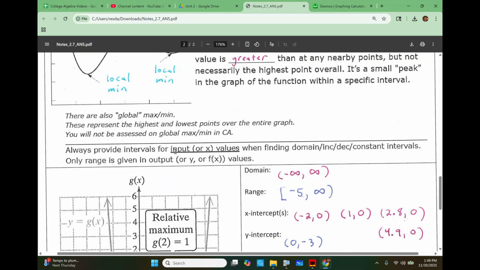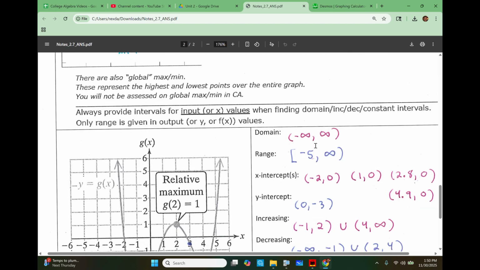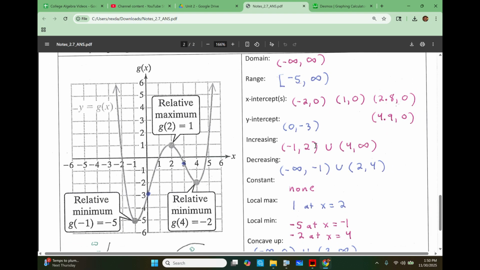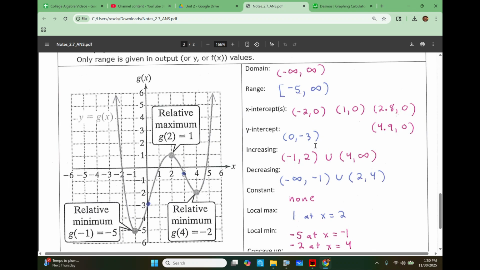And another note here, so we're always going to provide intervals of x values when we're talking about domain, increasing, decreasing, and constant intervals, and the range is going to be given the y values. And we're going to use interval notation for those. So here's just a graph just to kind of wrap some of the stuff up here. So I can fit everything in here. Everything except for concavity, we'll do that second. So this is just a graph analysis.